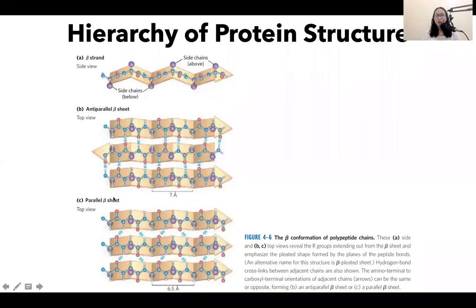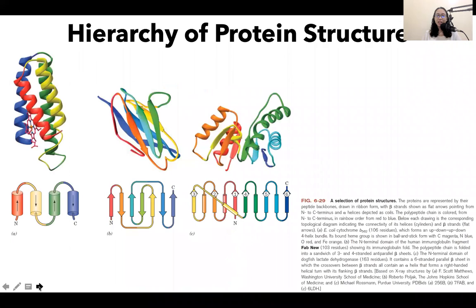Now let's go to the next level in the hierarchy. So we now go to tertiary protein structure. The tertiary protein structure refers to the overall structure of a single polypeptide chain. So it's a combination of your alpha helices, beta strands, and so on.